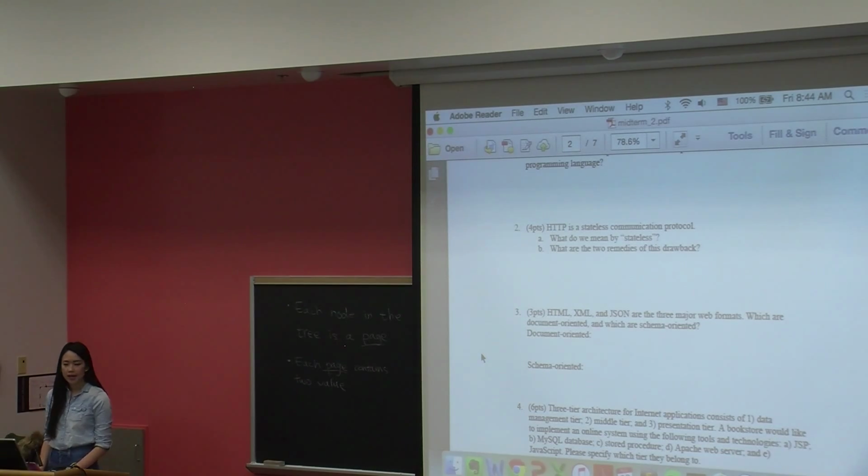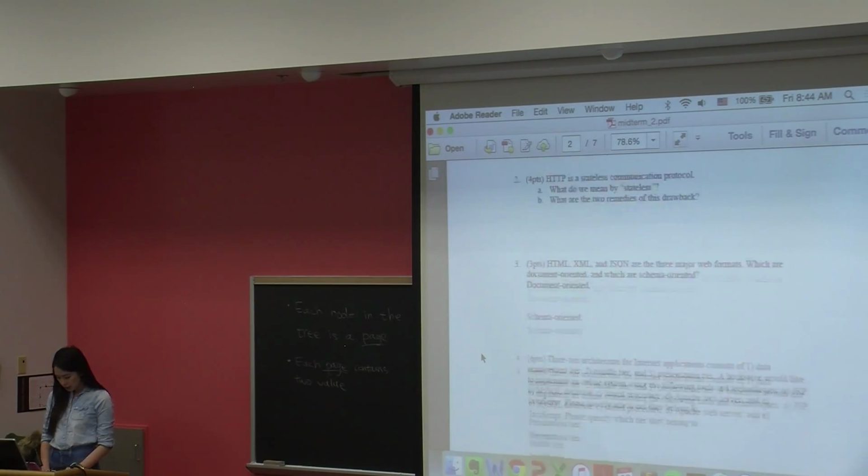For B, what are the 2 remedies of this drawback? Some people might have misunderstood what I was asking. This question is asking, since HTTP is stateless, what can we do to compensate for that? Some of you might have answered something that is actually correct, but I marked it wrong. The answer is using cookies or dynamic URL.